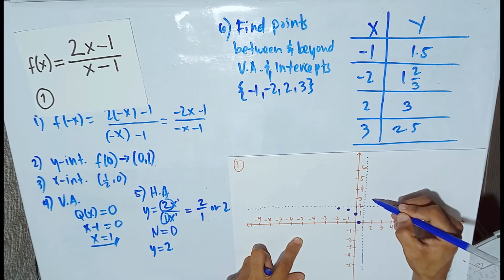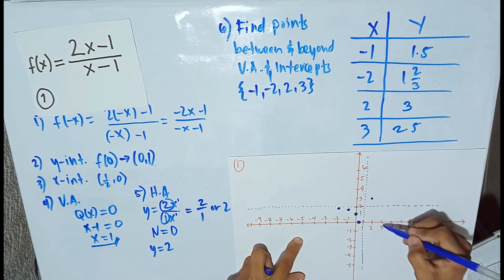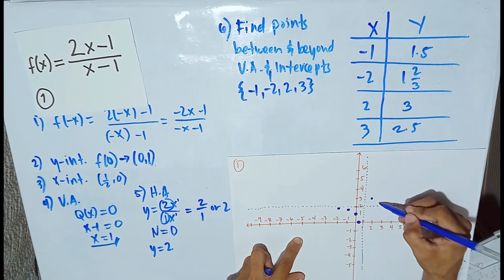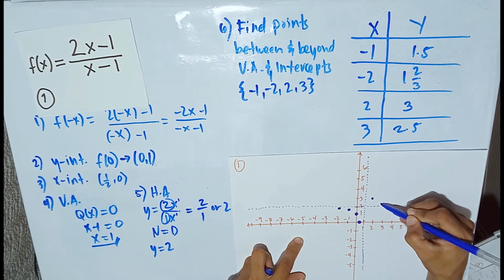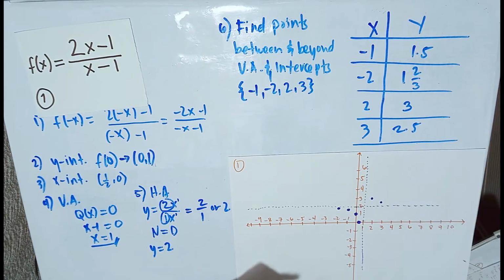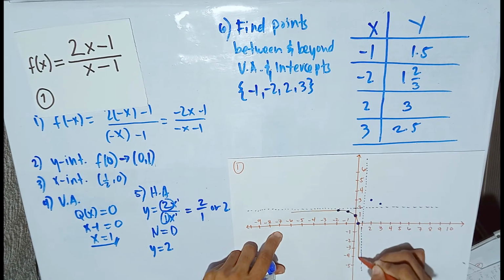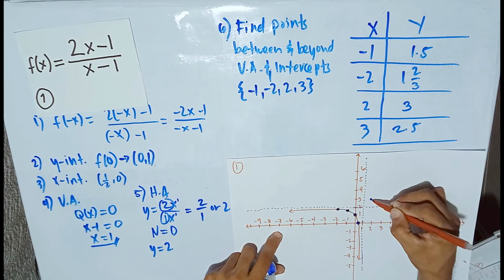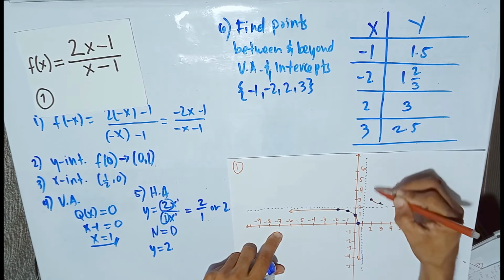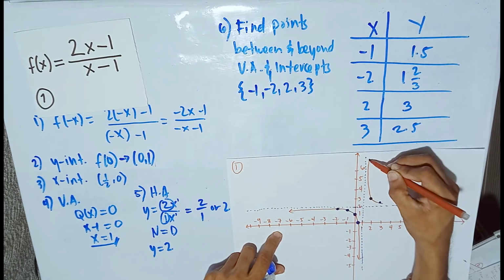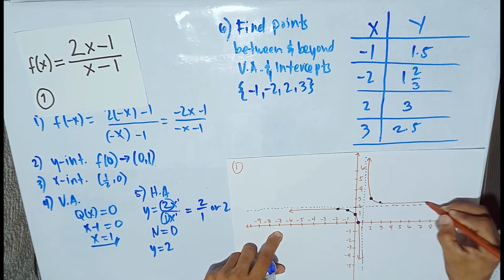So we have 2 and 3, so dito daw. Next we have 3 and 2.5. So 2.5 is half of this one. We have this. Okay. As we can see, we can now plot the ordered pairs. So meron na tayong dito ganyan. At dito naman, connect lang natin yan. And it will approach this asymptote.